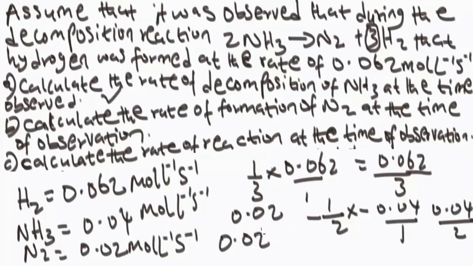So as you can see, this 0.02 is the same thing for ammonia, the same thing for hydrogen, and also the same thing for nitrogen. So that means the rate of reaction for the decomposition reaction is 0.02 mole per length per second. Alright, so this will be the rate of reaction at the time observed for the decomposition reaction of ammonia to yield nitrogen gas and hydrogen.